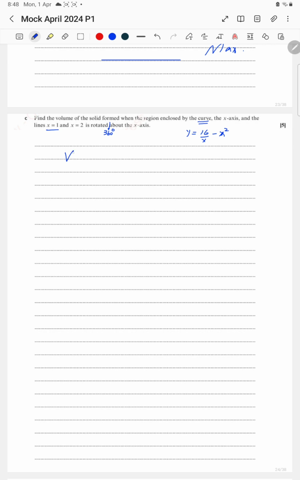So we just need to know the rule. This is pi, along the x-axis rotating, so integral from x is 1 to 2 of y squared dx. If y is this, it's given in the first part, then y squared will be 16 by x minus x squared, whole squared. So apply the expansion, (a minus b) whole squared: 16 squared is 256 over x squared, minus 32x, plus x to the 4. We get this square. I just need to replace it here.